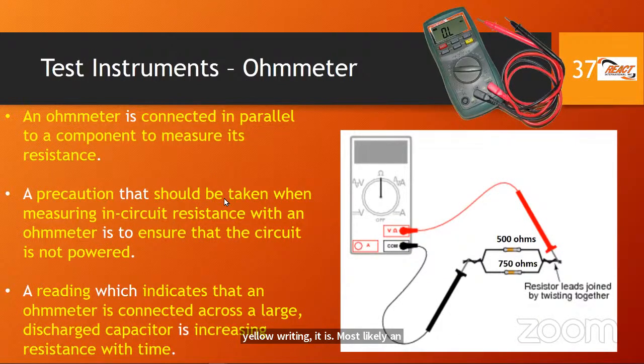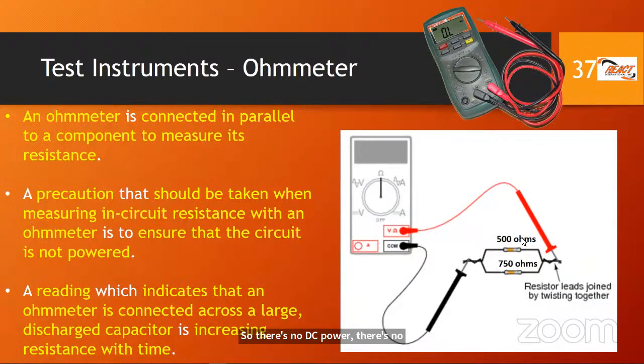So a precaution that should be taken when measuring in-circuit resistance, that's this, with an ohm meter, is to ensure that the circuit is not powered. So we have here 2 resistors. It's not actually in a circuit. It's by itself. So there's no DC power. There's no AC power. There's no power here at all.